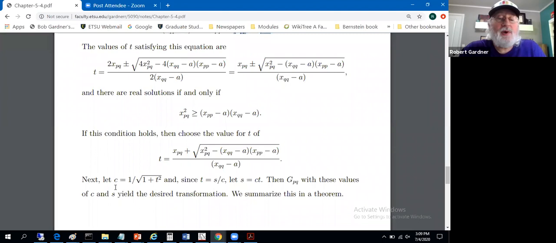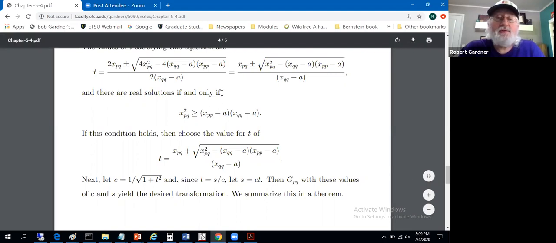Okay, we had c squared is 1 over 1 plus t squared. So c is the square root of that. C is 1 over the square root of 1 plus t squared. We'll use this t value here. We had t equals s over c. And that's what happened when we introduced parameter t. So that means s would be c times t. We got a t value up here. With this choice of c and s, then we get the desired behavior. Then g sub pq with these values for c and s yields the desired transformation.